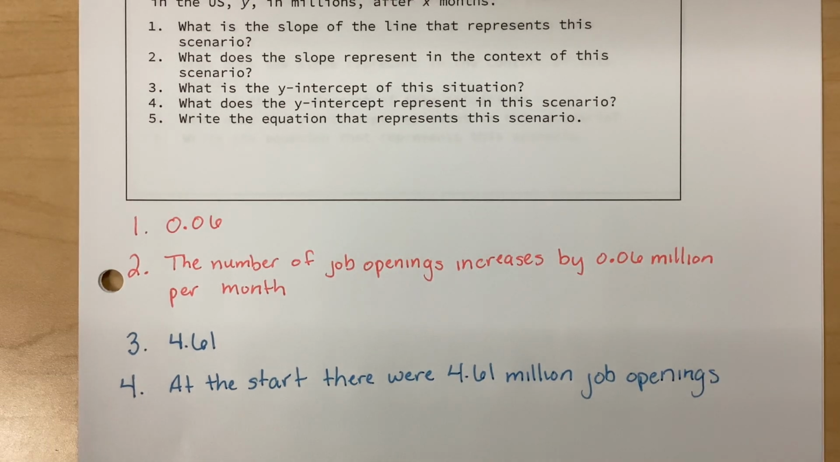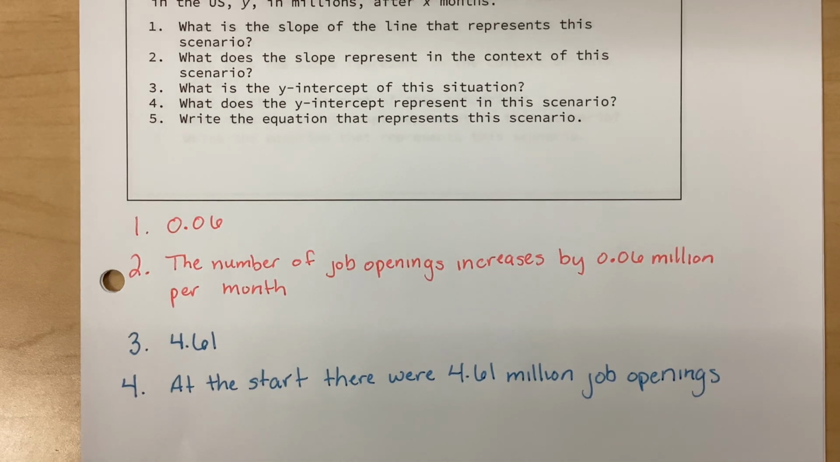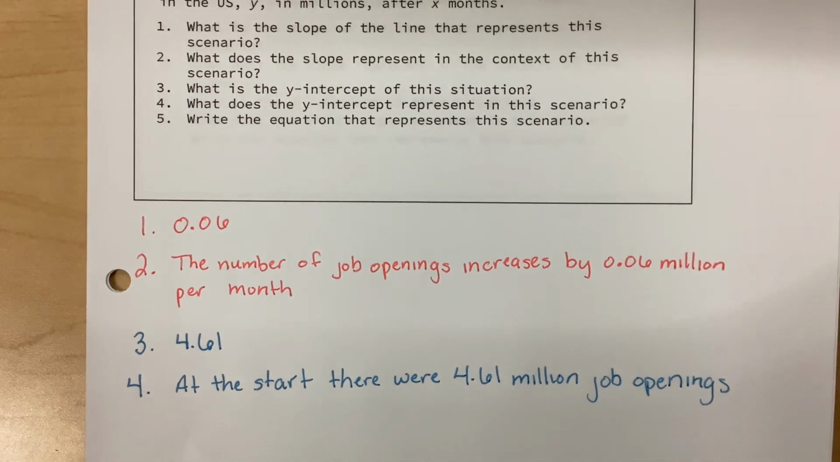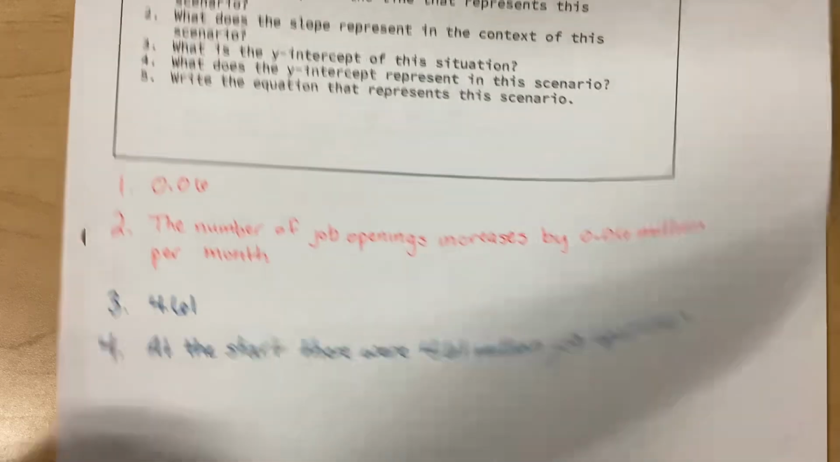And that last question there, write the equation. Obviously, we already have the equation, so we don't have to do that for this one. So that would be it. You find the slope, tell me what it represents. Find the y-intercept, tell me what it represents. Let's try the next one.